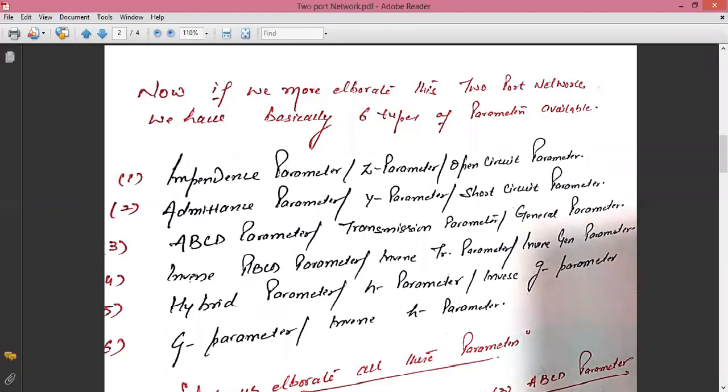Like if you see, your number 1 is called the impedance parameter. It is also known as Z parameter, also known as open circuit parameter. Second is the admittance parameter, also known as Y parameter, also known as short circuit parameter. Next you have ABCD parameter or transmission parameter or general parameter. After that, we have inverse ABCD parameter, inverse transmission parameter, inverse general parameter. The fifth one is the hybrid parameter, H parameter, also known as inverse G parameter. And the last one is called G parameter or inverse H parameter.